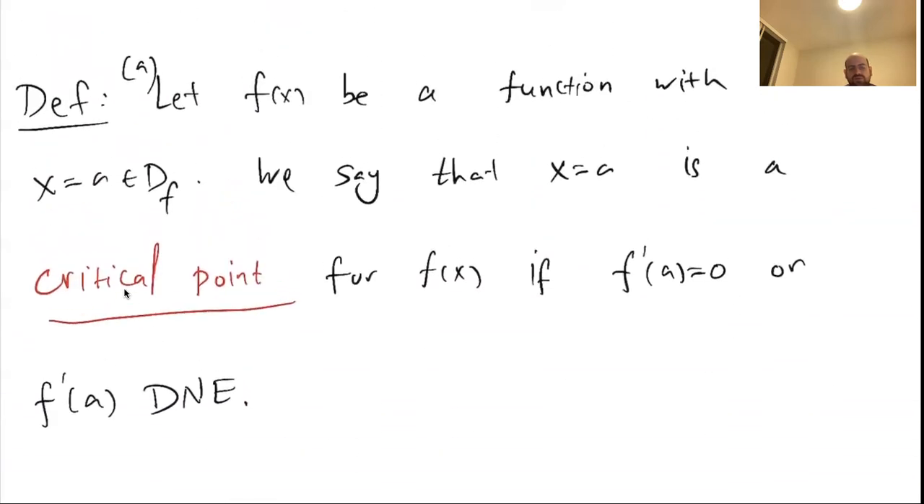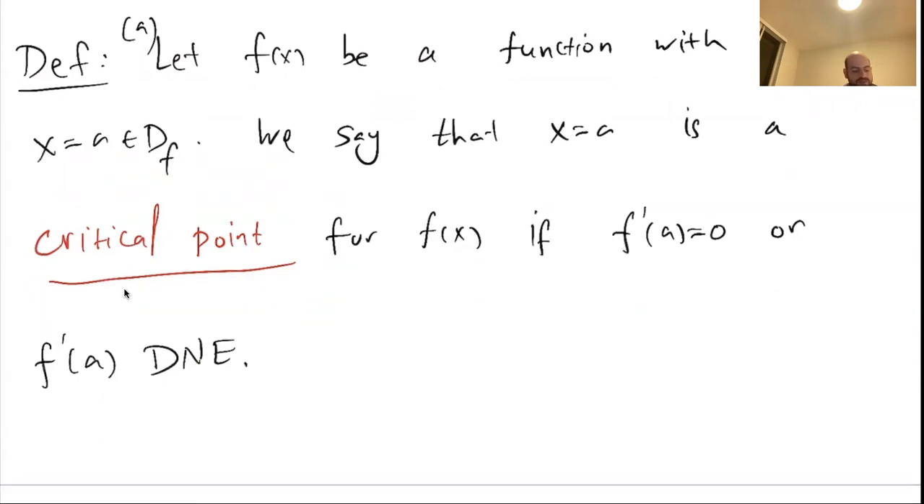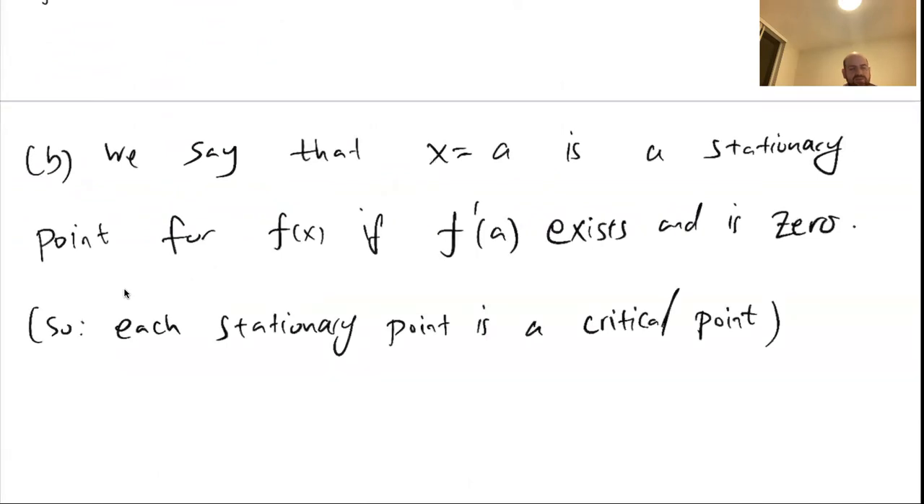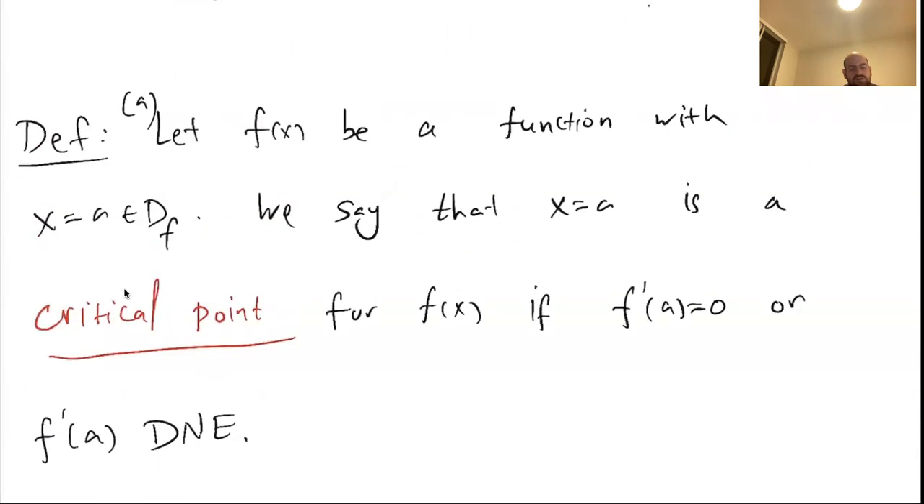So critical points usually appear more frequently in different texts and different examples. So please pay attention mostly to critical points, but I just wanted to mention the definition of stationary point so that you hear this as well, but pay more attention to critical points. Critical point of a function means a point of the domain where f prime is 0 there or f prime does not exist there.